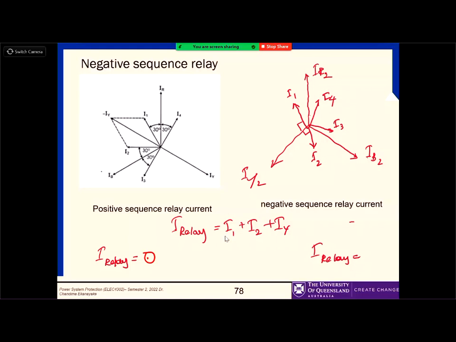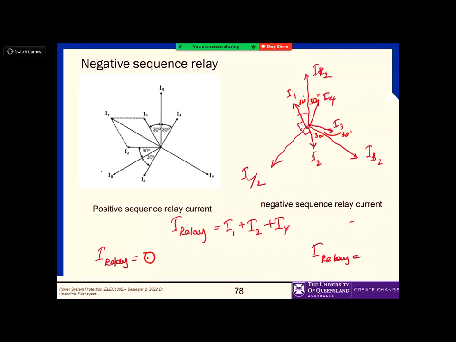But when it becomes negative sequence, let's say the same system has a negative sequence as well. Now this is R2 and this is Y2. This is IB2. Now if you add again I1 and I2, you will see that I1 and I2 addition is along this direction. Sorry. I1 and I2, you can see that they are cancelled out. Why? I1 and I2 are opposite to each other here because these angles, my drawing is not good, but this is 30 degrees, this angle is 30 degrees, this is 30 degrees, this is 30 degrees.